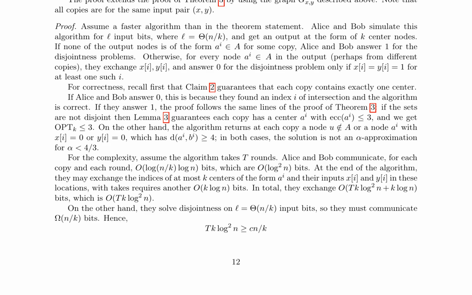For the complexity, the authors assume the algorithm takes T rounds and calculate the total bits exchanged by Alice and Bob. They show that T log 2n is greater than or equal to a constant times n K, thus proving the lower bound for the K-center problem. This result has implications for the design and analysis of distributed algorithms, highlighting the trade-offs between approximation quality, communication complexity, and computational resources.